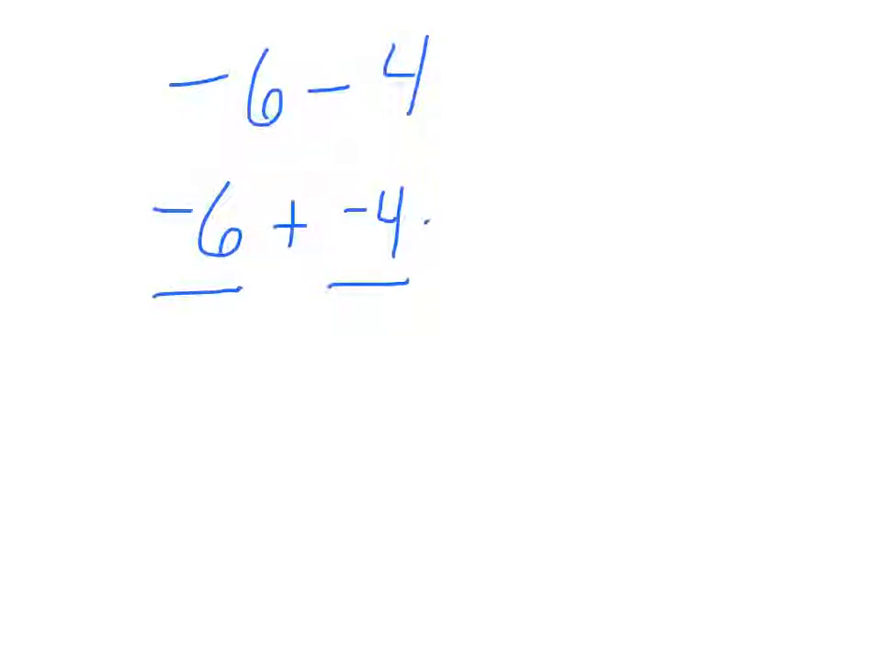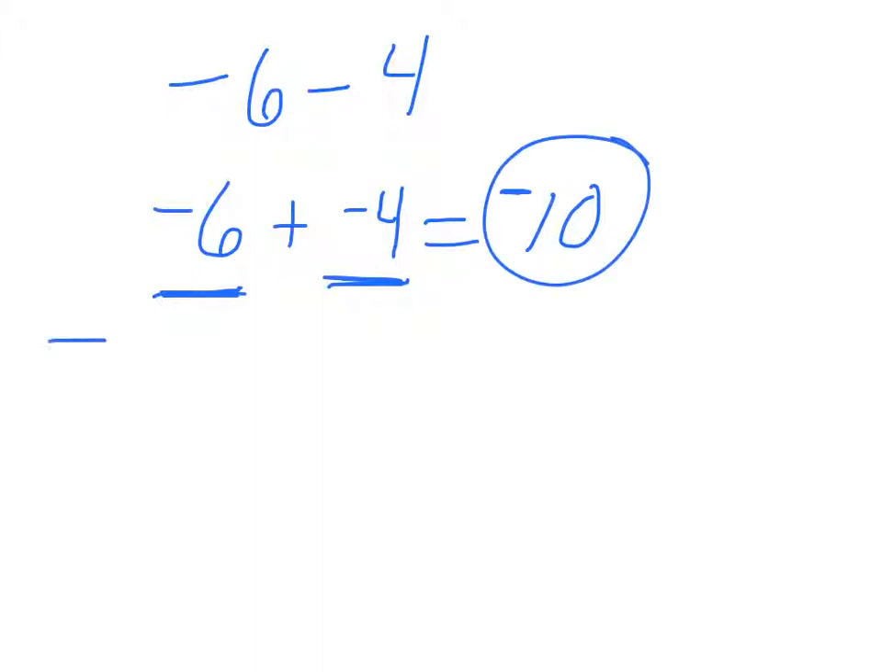Let's say that we have negative 6 minus 4. Copy, change, and now we need to change the positive 4 to a negative 4. We're adding two integers now, not subtracting. These have the same sign, so that's a very easy process. We just add them together. 6 plus 4 gives us 10. Since both of these are negative, we change it to a negative. Our answer has to be negative.